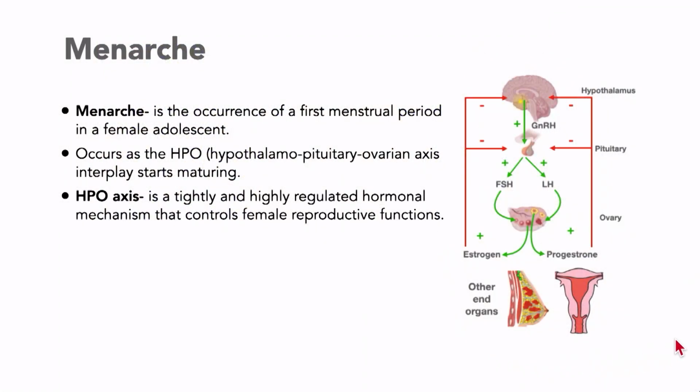We talked about the HPO axis, right? The hypothalamo pituitary ovarian axis. It is a tightly and highly regulated hormonal mechanism of the control of the female reproductive tract, with positive and negative feedback loops. If there's a problem in the loop of release of hormone and negative feedback, then it can manifest in abnormal menarche, whether it comes early or late. So here is what we have in the picture.